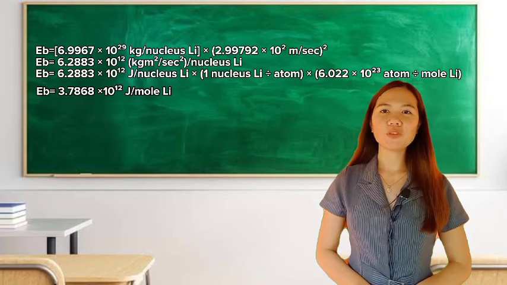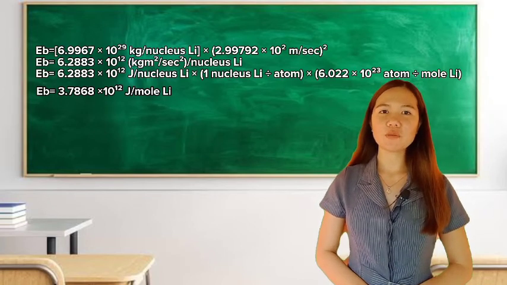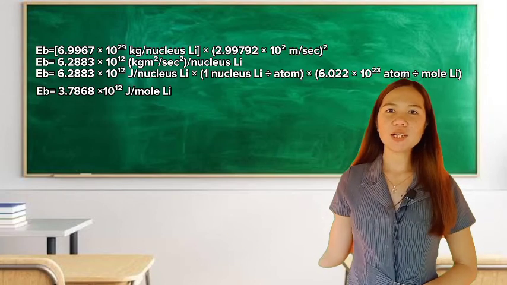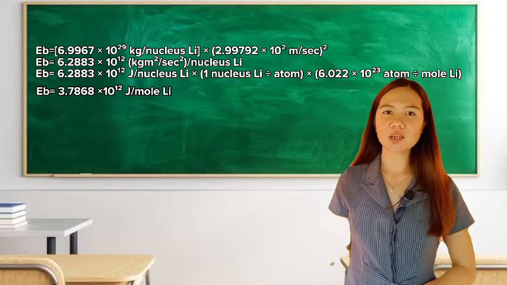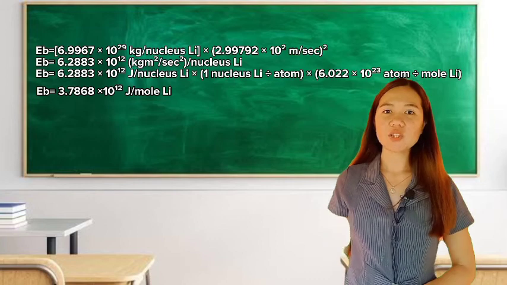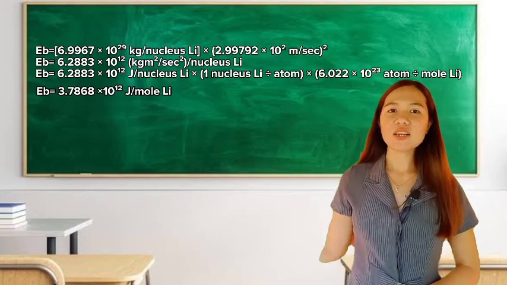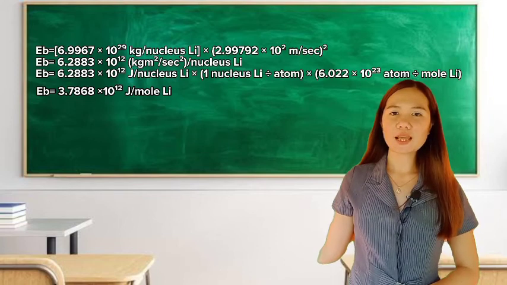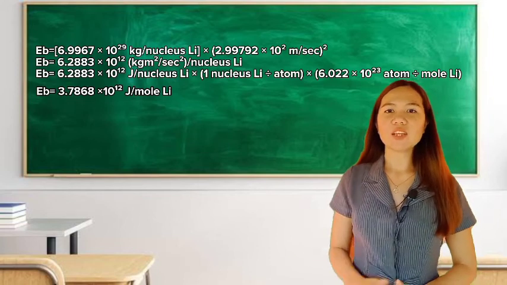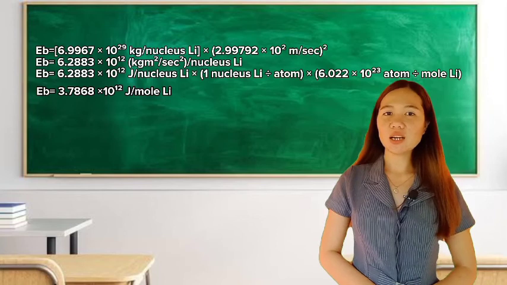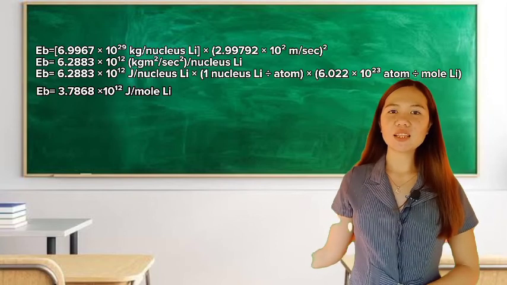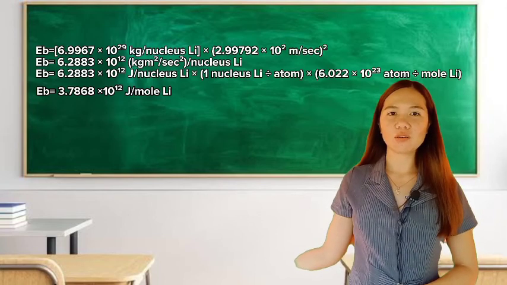Okay, to compute the binding energy per mole of lithium-7, we use Avogadro's number, since for every 1 atom of lithium-7 there is 1 nucleus, and in 1 mole, according to Avogadro, there are 6.022 times 10 raised to 23 atoms. The atoms cancel out, the nucleus cancels out, and that leaves you the unit joule per mole of lithium-7.